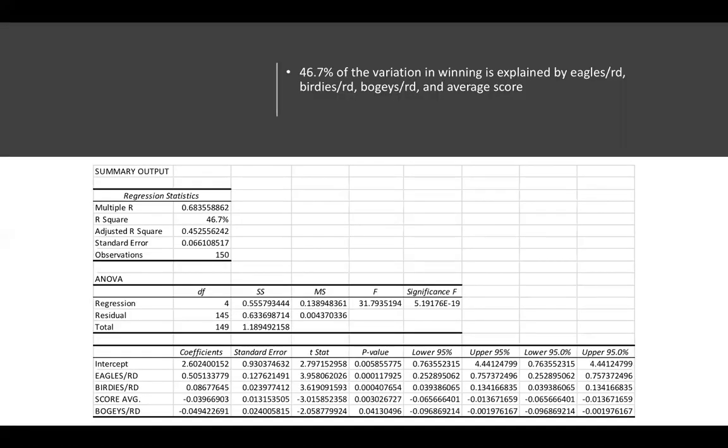And so for my regression, I was a little upset with it just because I didn't get the R square I was looking for. I was hoping I was going to get a much higher R square. As you can see, mine right here is 46.7%. That means 46.7% of the variation in winning percentage is explained by eagles per round, birdies per round, bogeys per round, and average score.